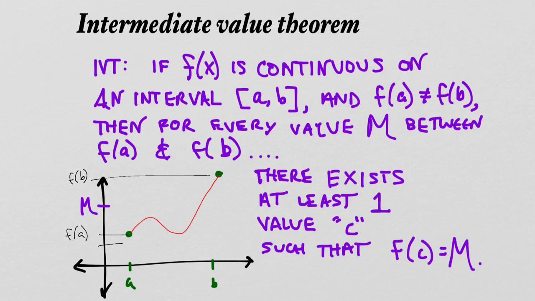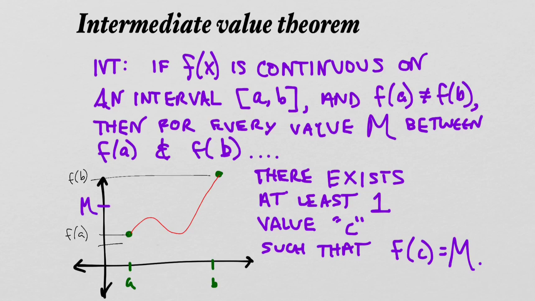there exists at least one value that here we're going to call c, such that f of c is equal to m. So a couple things to be aware of. c is an x value. So that means that c is a number that lives in between a and b. And what we're saying is that the output value when the input is c will equal m.